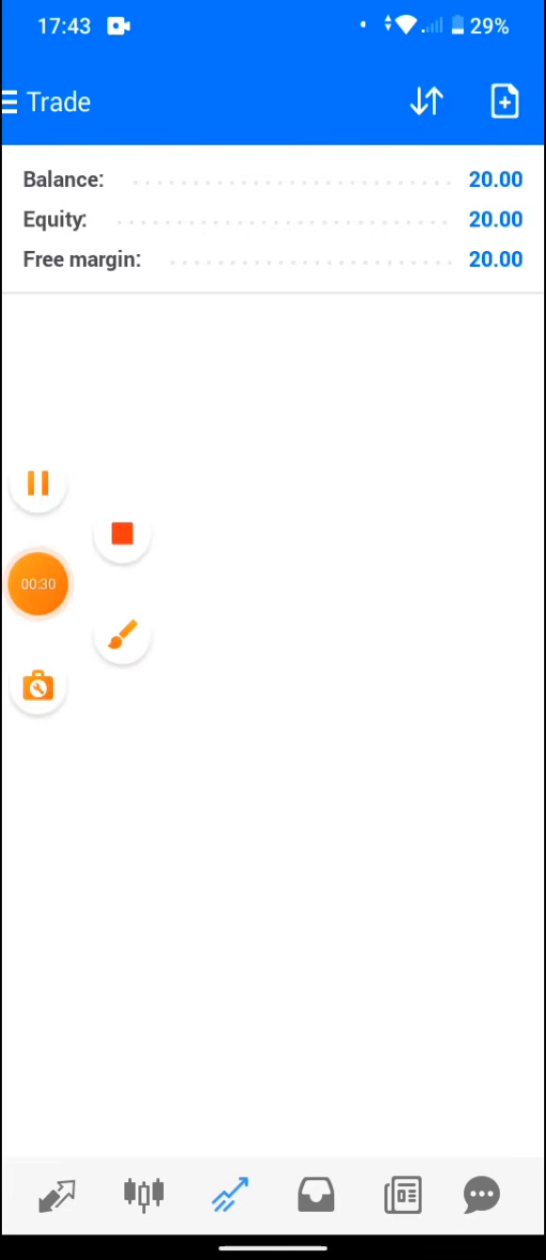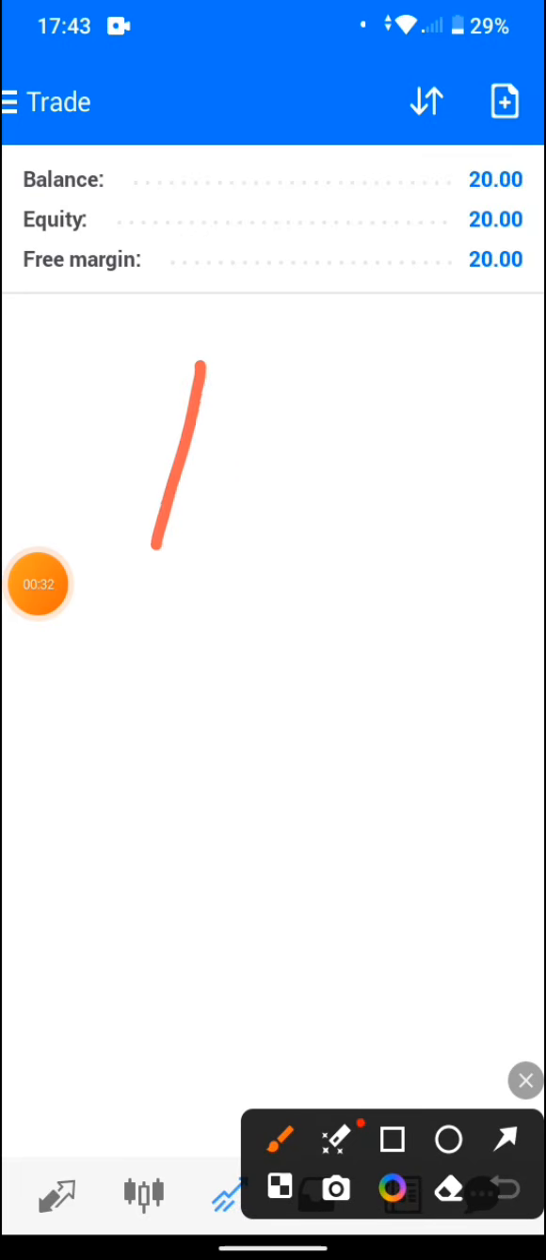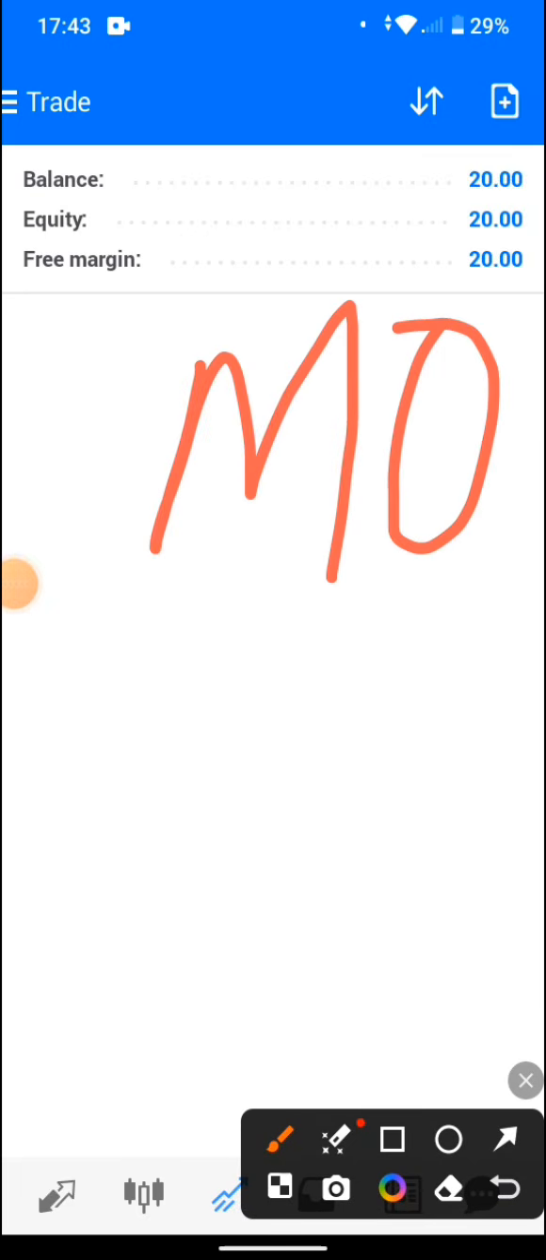In the forex market there are basically two types of orders. We have market orders, that is what you're giving as a command to your broker.